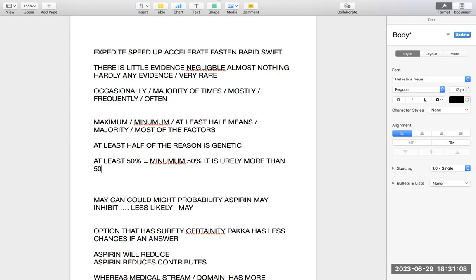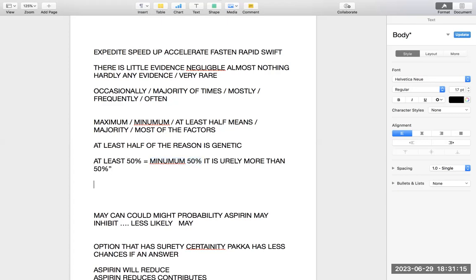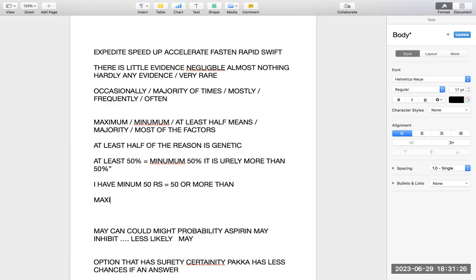It is opposite. When somebody says minimum 50% or at least, suppose I say I have minimum 50 rupees in my pocket, that means either I have 50 or more than that. So please try to understand. If I have maximum 50 rupees, that means either I have 50 rupees or less than 50. So maximum and minimum become opposite when they are used. So please listen to this 2-3 times.